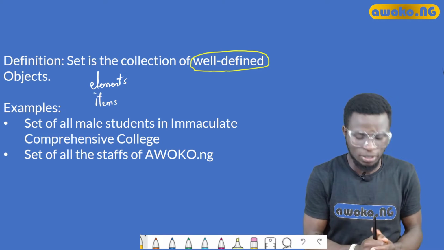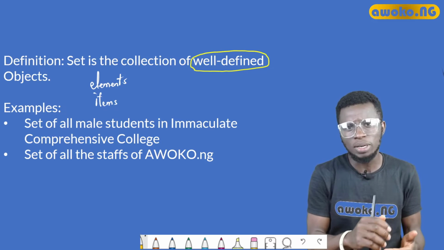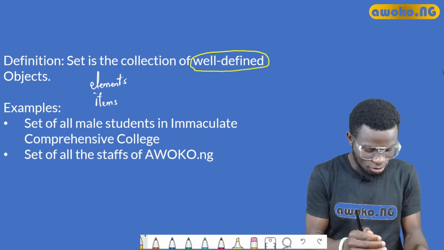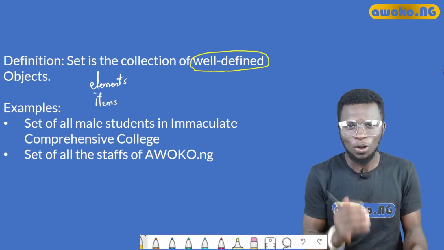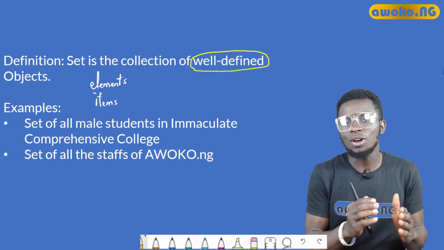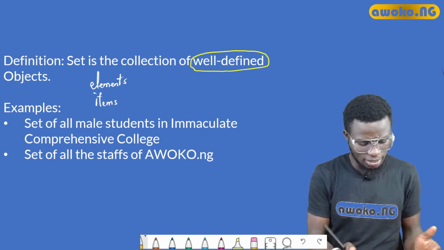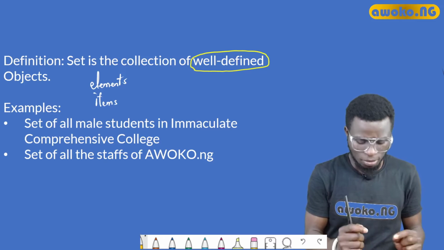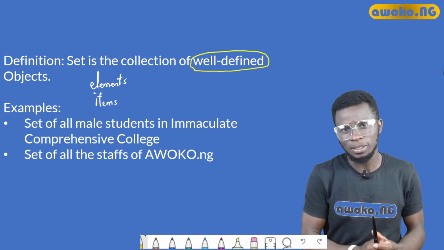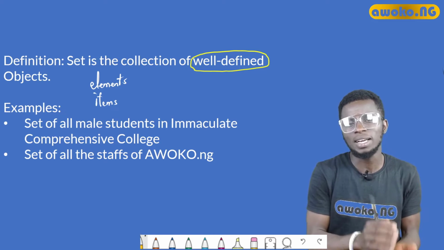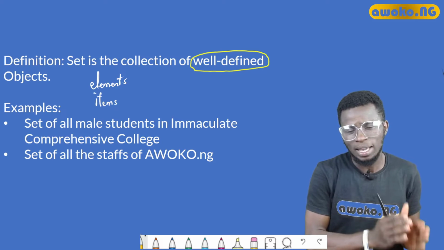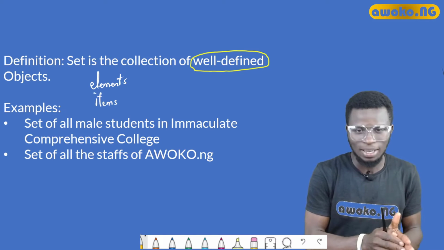defined. Let us take, for instance, the set of all male students in a particular secondary school called Immaculate Comprehensive College. The set of all the male students in Immaculate Comprehensive College is an example of a set. Why? Because the items or the elements of this particular set have well-defined characteristics. So that is why we say this example is a set.